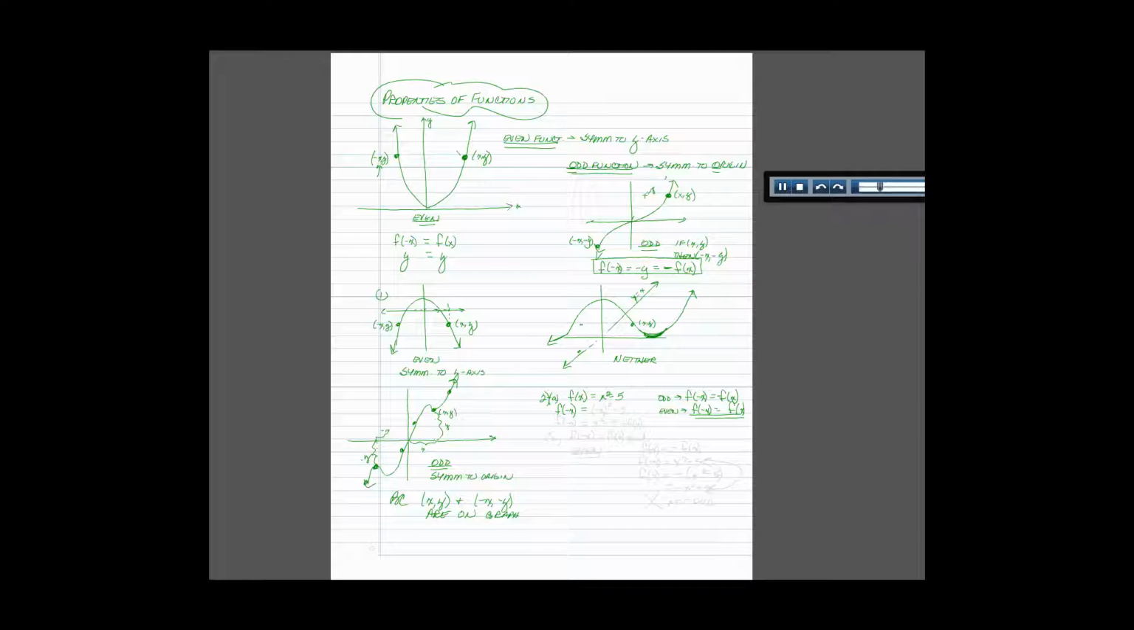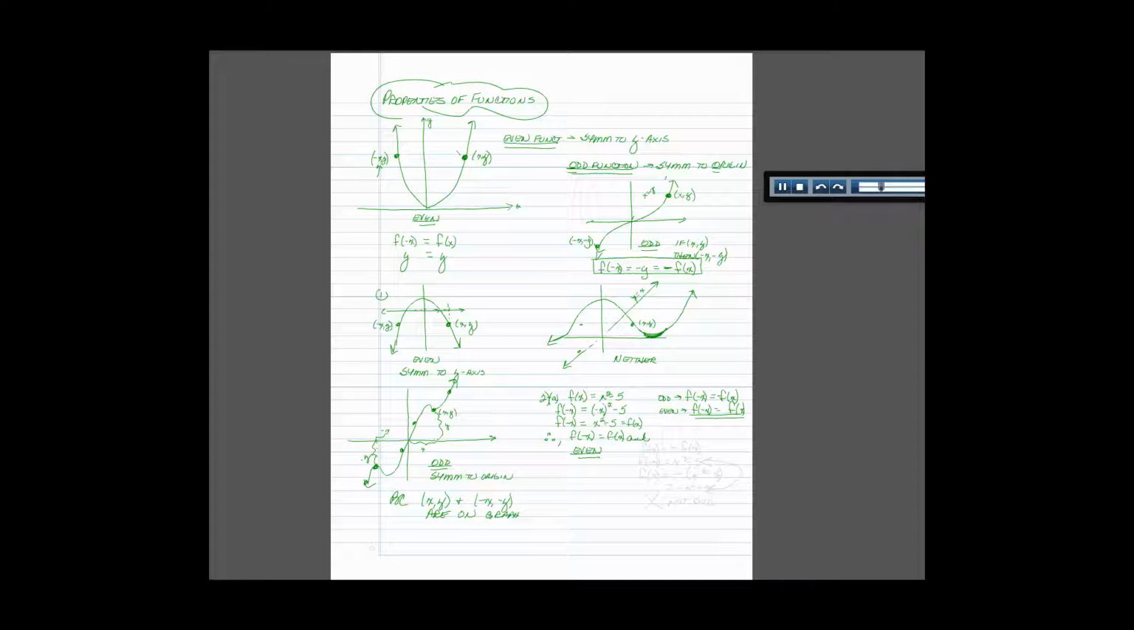So f of negative x would be: take out the x, put in a negative x, keep the rest the same. F of negative x equals negative x squared, which is just x squared, minus 5, which is the same as f of x. Therefore, f of negative x is equal to f of x, and we now know that this function is even. Okay? Now we can test to see if it's odd, but it's not going to be.